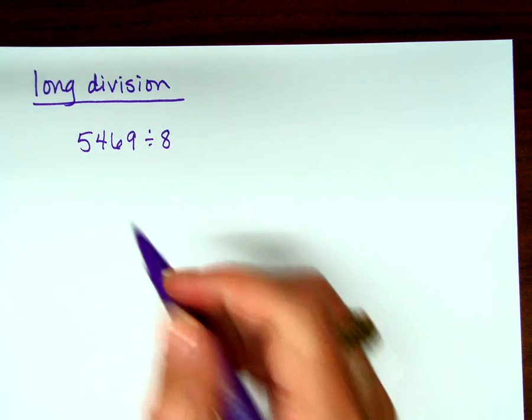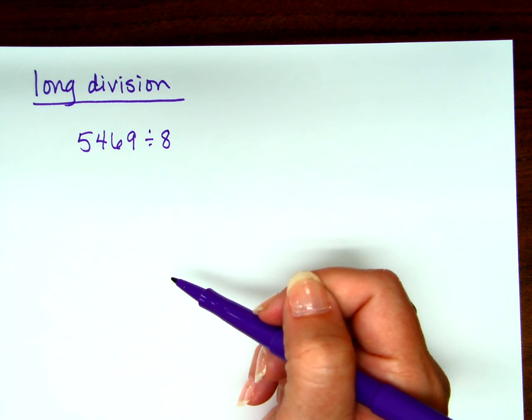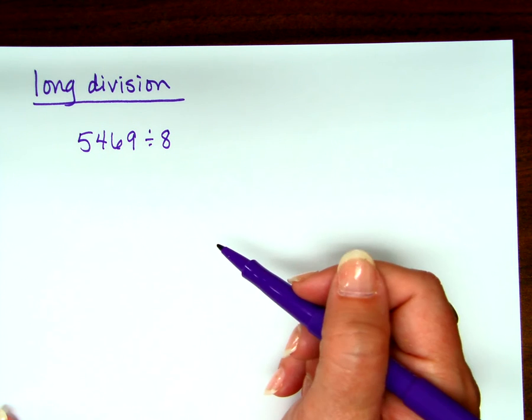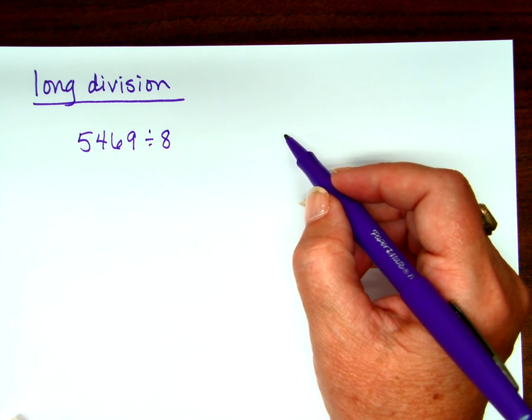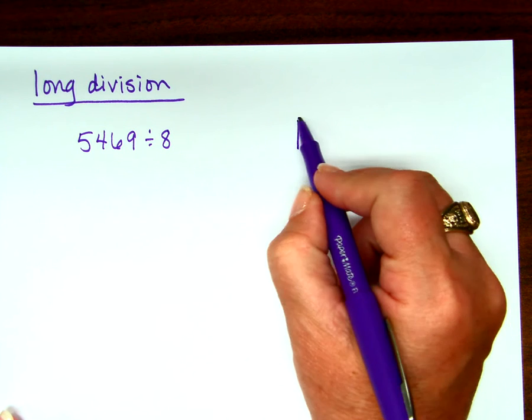Okay, so what goes where? Like, how do I set this up? What do you mean the outside? The outside of what? Oh, the vinculum?